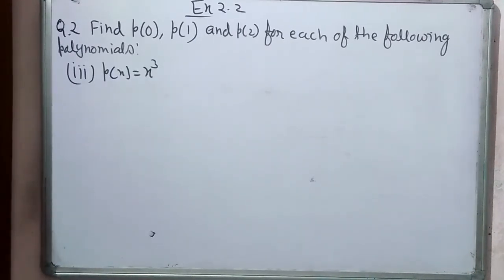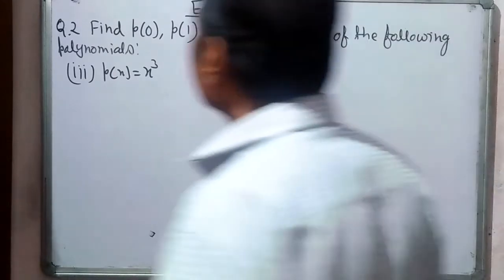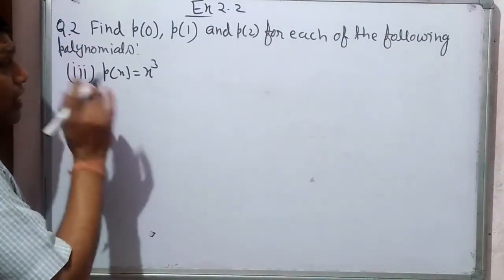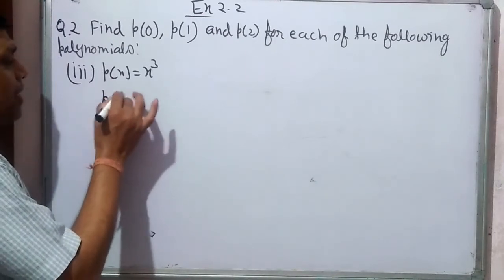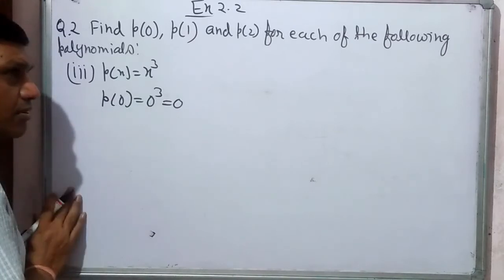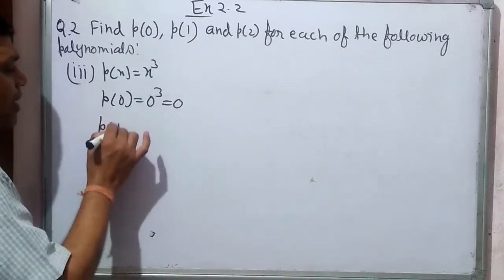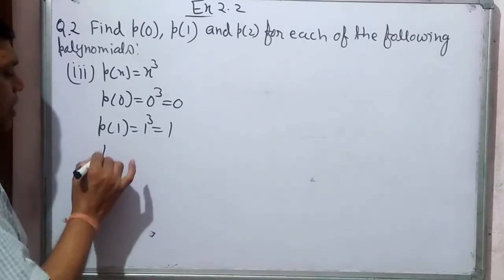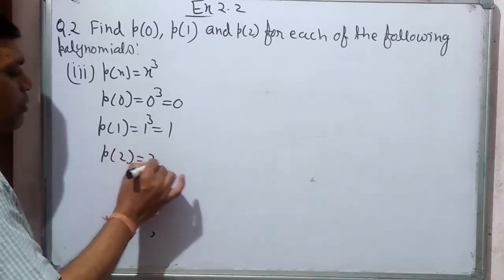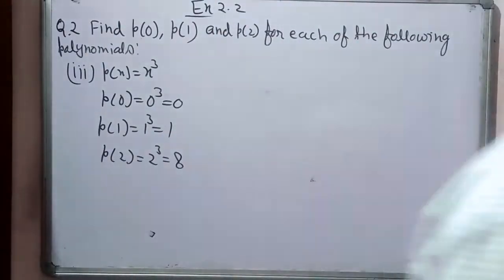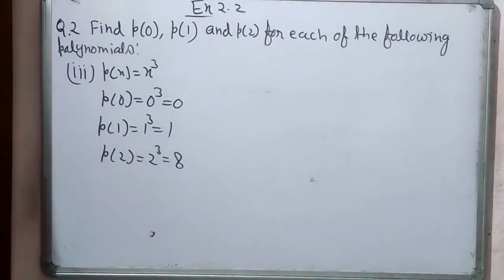The third part of this question is P(x) equals x cube. And again we have to replace x with 0, 1 and 2. Let us do it. P0 will be 0 cube. Will it be 0? Yeah. P1 will be 1 cube, that will be 1 only. And the polynomial's value at 2 will be 8. That is so simple. We have simply to replace the variable and solve it.